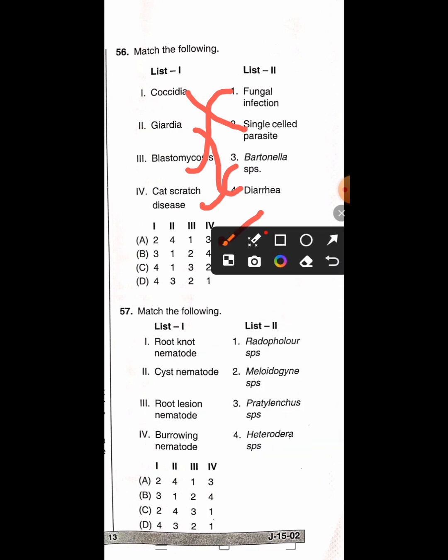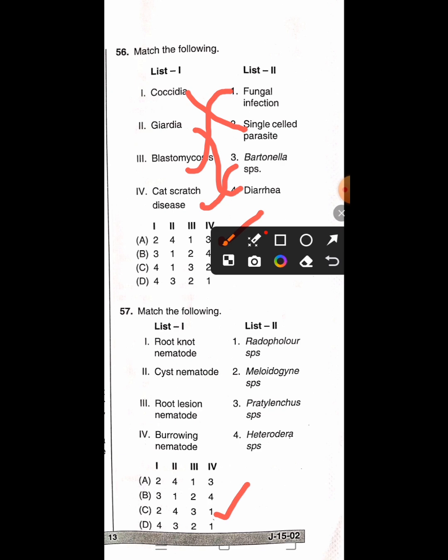Match the following. Here also you have to match list 1 with list 2. Let's see list 1: root knot nematode, cyst nematode, root lesion nematode, burrowing nematode. List 1 consists of nematodes. List 2 consists of their scientific names. Let's see the matching. Here also I'm going to give you the answer first. C is the correct answer.